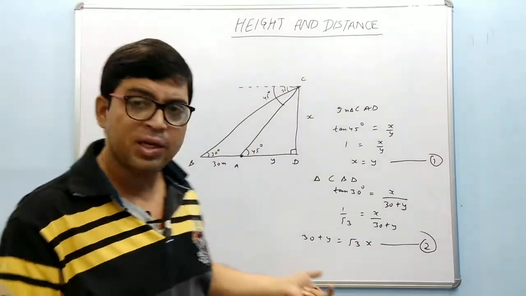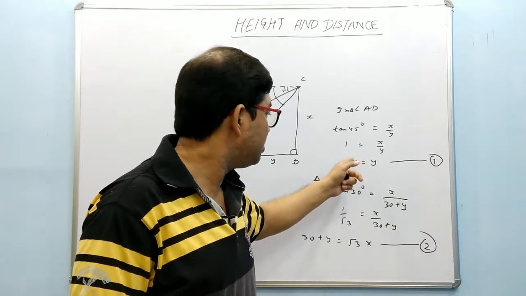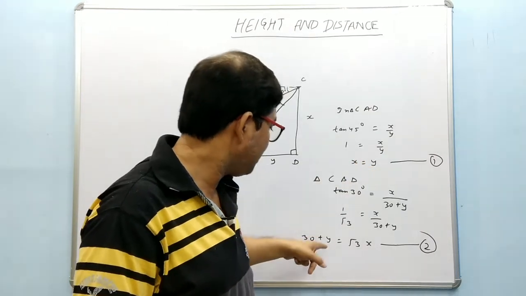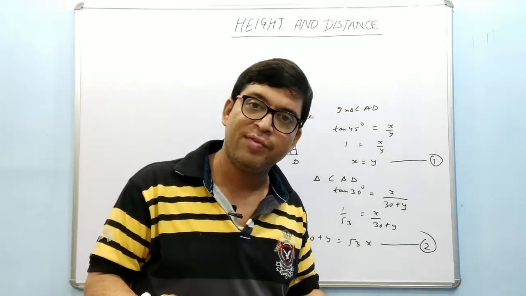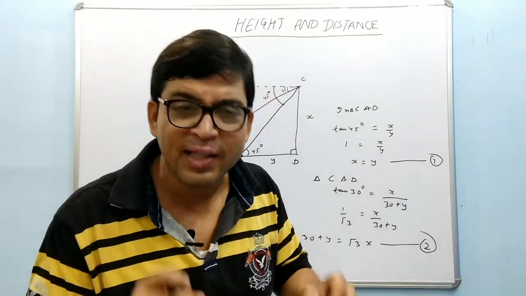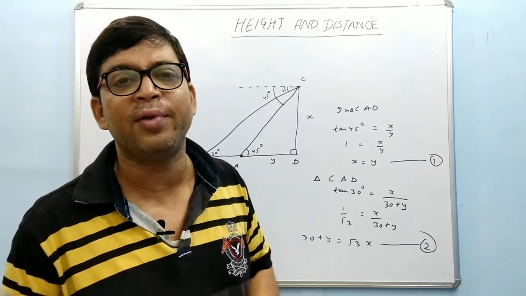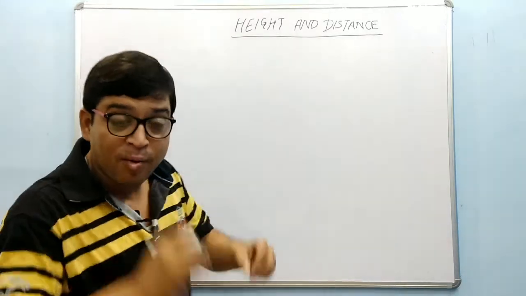Solve them simultaneously. Very easy. You can just write y is equal to x here and get the value of x. And once you got the value of x, you can get the value of y. That is a very simple technique I am telling you. Just follow this. Another problem I am taking.